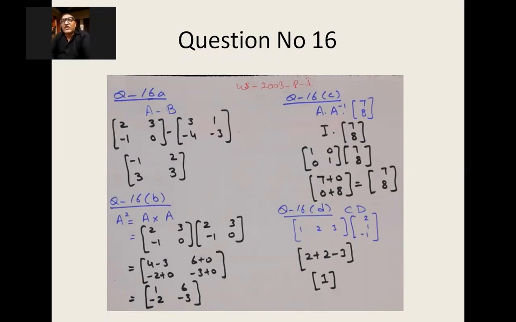So 4 minus 3 is 1. 6 plus 0 will be 6. Minus 2 plus 0 will be minus 2. And minus 3 plus 0, that will be minus 3. So this is how you get A square. You multiply A with A. Hopefully you have understood.